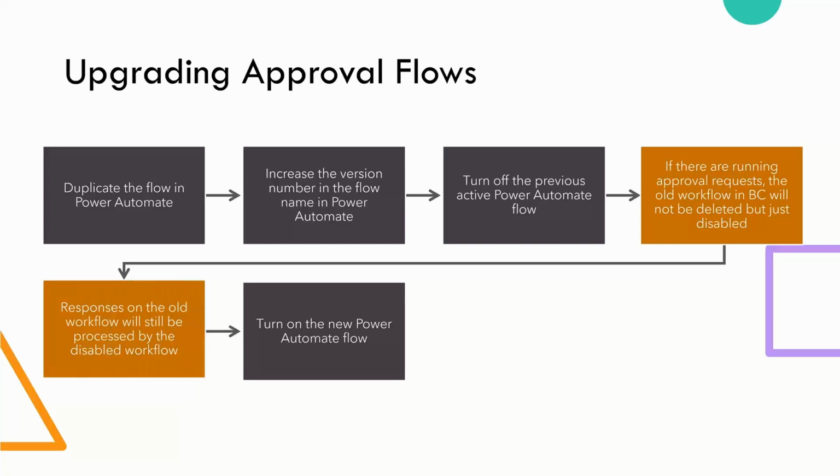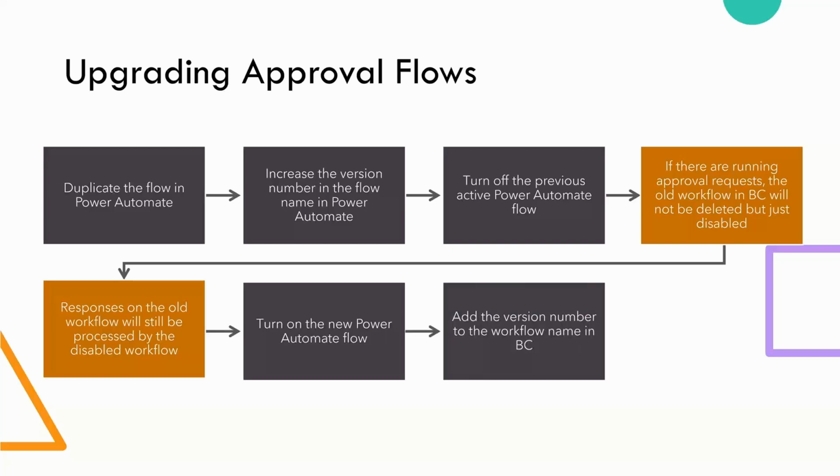What then happens is the responses on the old workflow will still be processed by the disabled workflow, because it has running instances of that flow, and it will still pick up the old, or running, or I should say, responses to that running workflow. You then turn on the new Power Automate flow, of course, all in the same minute, which means that the new request will be picked up by the new Power Automate flow, while responses to the old one will still be processed by the old approval flow.